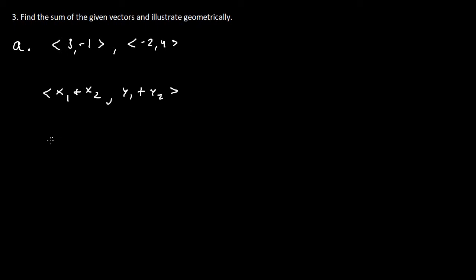So for the x component, we're going to take 3 and add negative 2, so we'll get 1. And for the y component, we're going to add negative 1 and 4, and so we'll get 3. So this is the resultant vector, which has the components 1, 3.